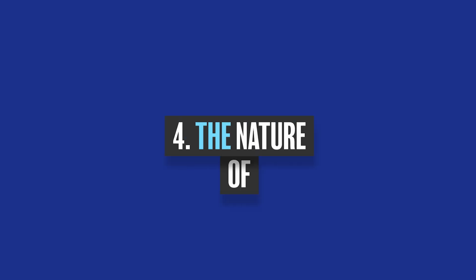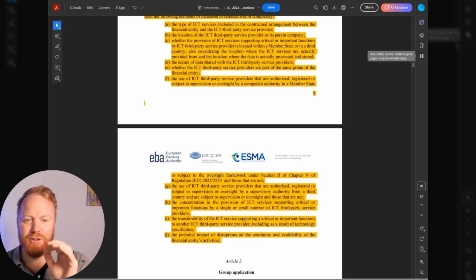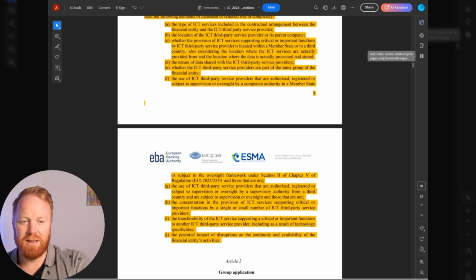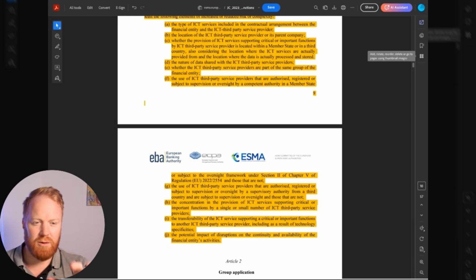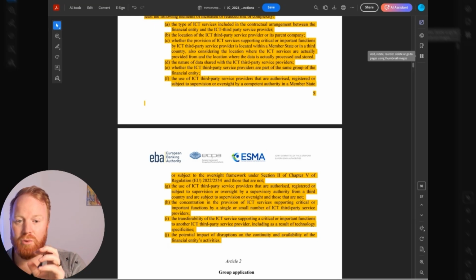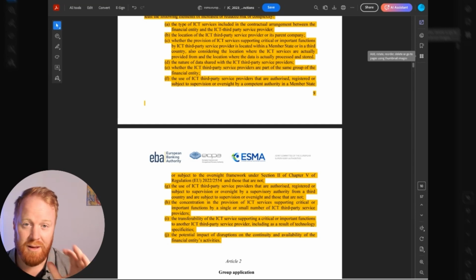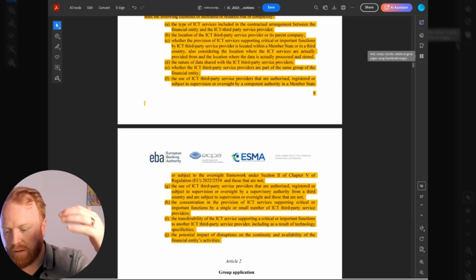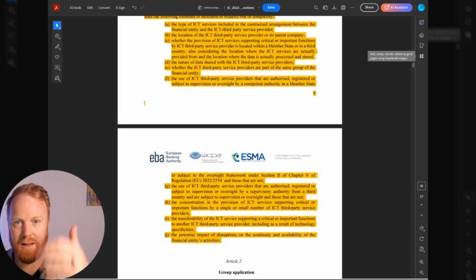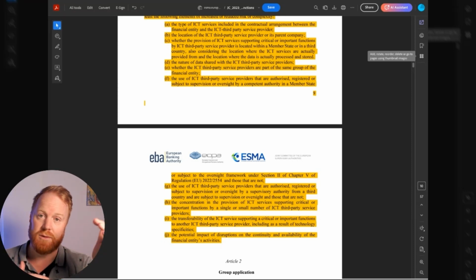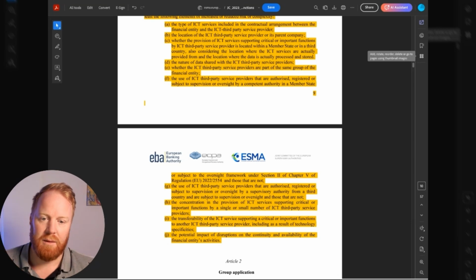Then number four, the nature of data. The policy should take into account the type of data shared with the ICT third party: is it sensitive or critical or both? The data may require more stringent controls and assessments depending on what it is. If it is sensitive or critical, you are going to have to put additional controls around it. At rest, is it encrypted? Is it being kept anywhere? How is it being kept? For each one of those items, the risk is going to go up.